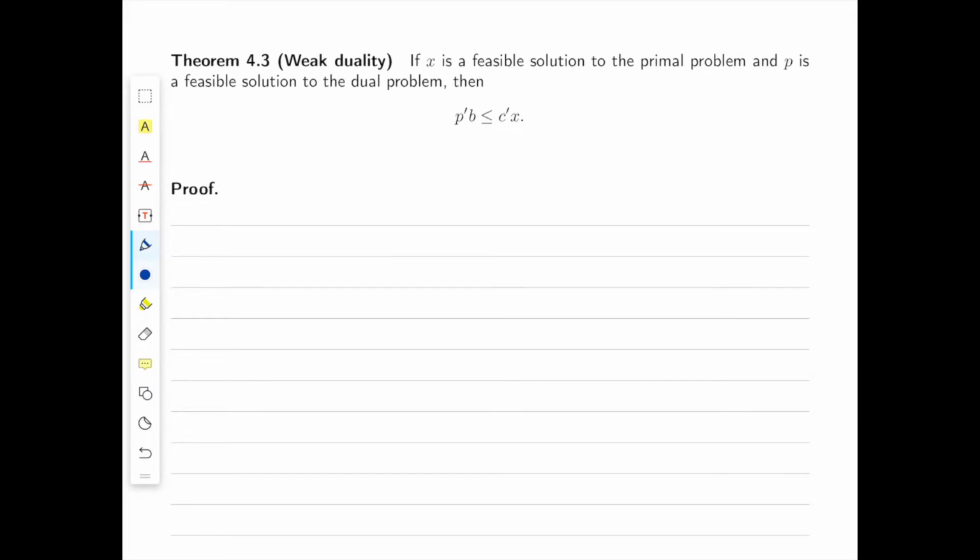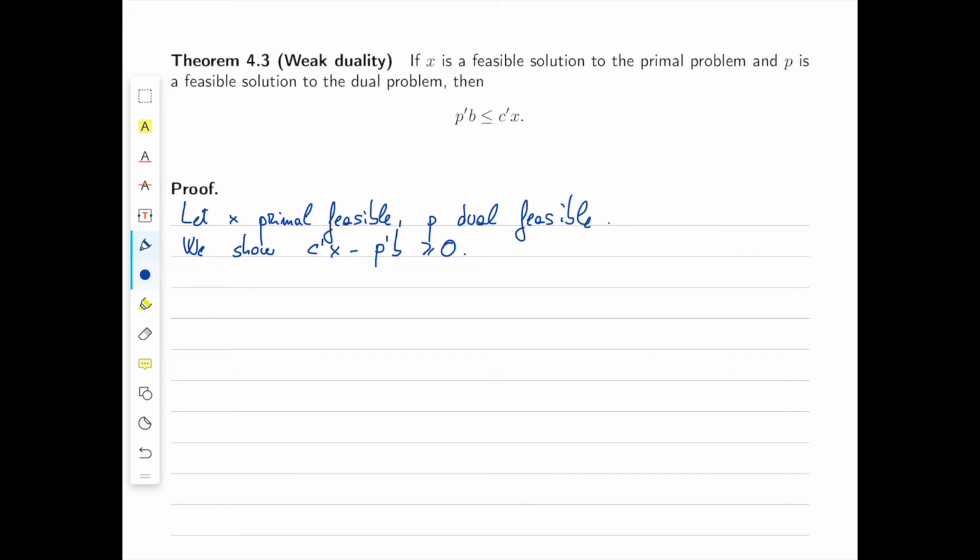As in the statement of the theorem, let X be primal feasible and P dual feasible. We need to show that P transpose B is less than or equal to C transpose X. So we show C transpose X minus P transpose B greater than or equal to 0. Of course, they're equivalent. So let's write down C transpose X minus P transpose B.